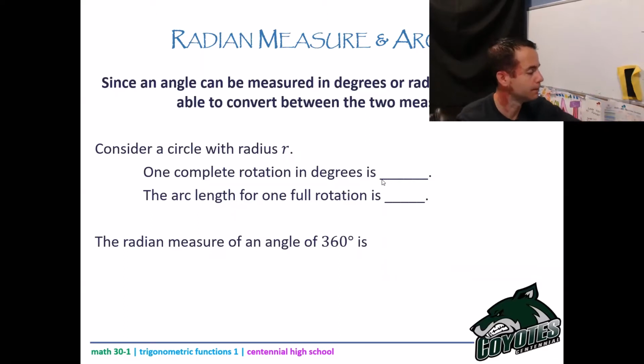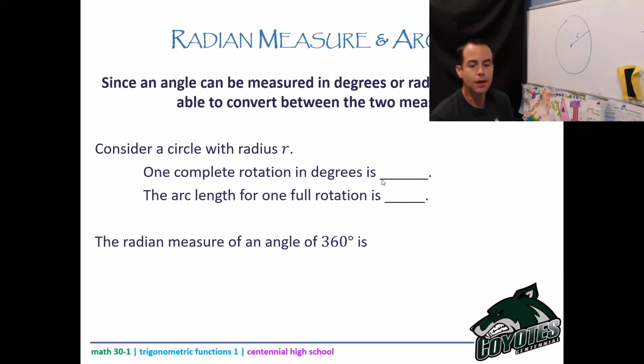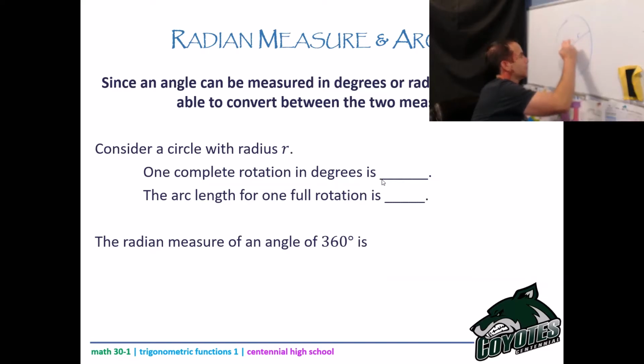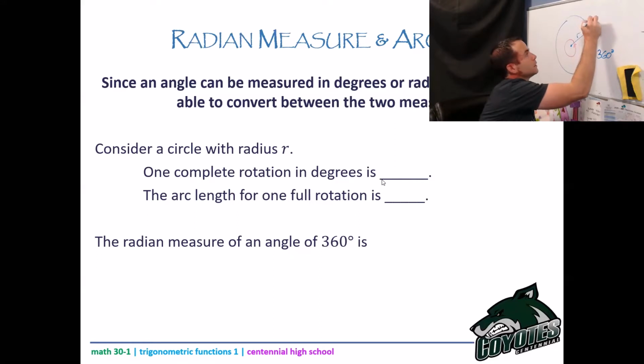Let me draw one for you. A circle with radius r. I want to figure out this angle from here to here. Now, you know that angle in degrees. That's why I want to figure it out in radians, right? You know that that's 360 degrees. Now, we said that the radian measure, theta, will be the arc length divided by the radius.